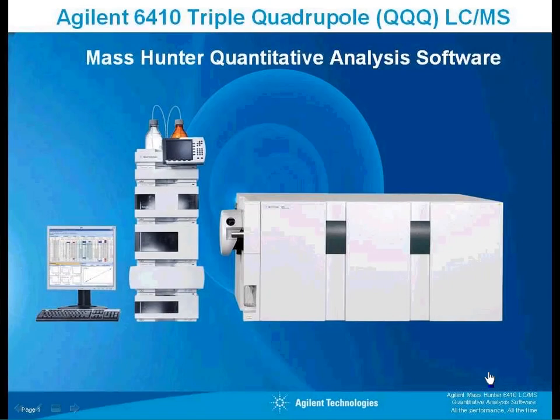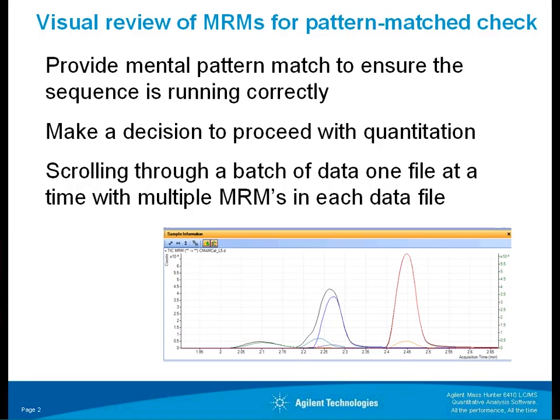Discuss a feature that is called overlay compounds. Now, the objective of this feature is to provide a mental pattern match, visual pattern match, that allows a user to look at the data files that have been acquired one at a time and ensure that that sequence has run correctly. We can make a decision based on that visual check to proceed with the quantitation.